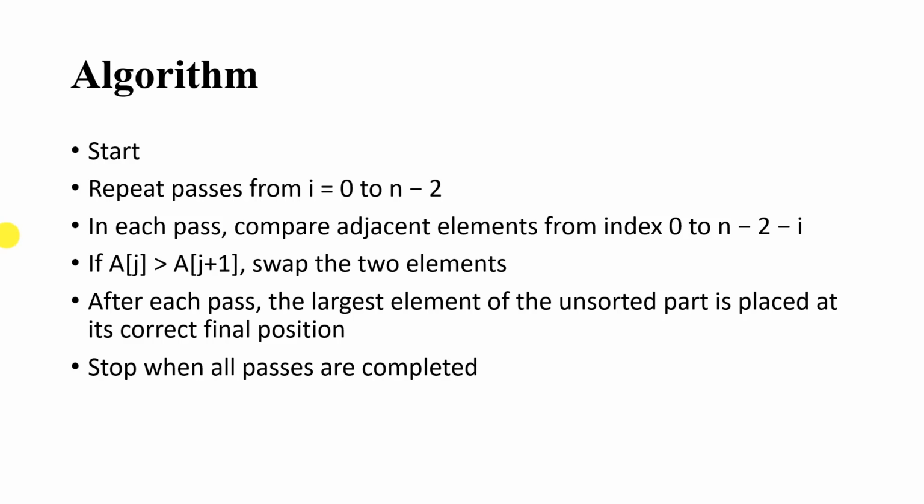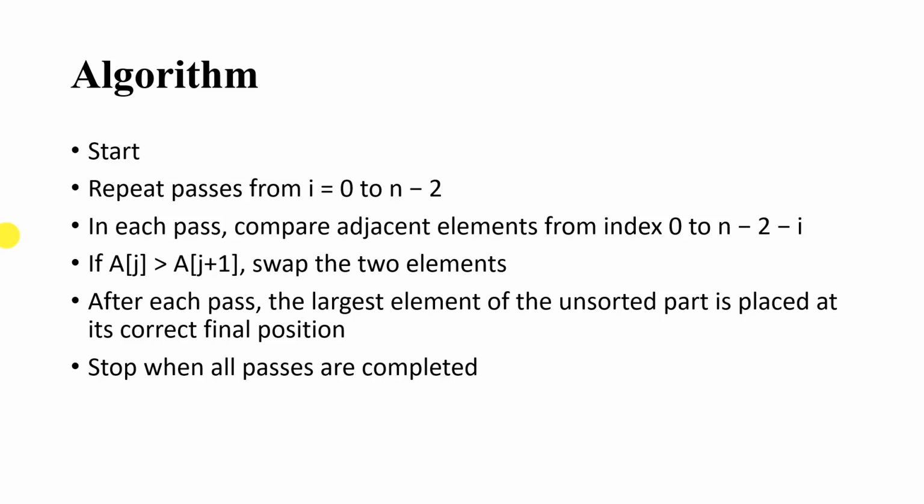In the inner loop, we'll compare the adjacent elements with the help of an if condition. If a of j is greater than a of j plus 1, that means the first element is bigger than the next element, we will swap those two elements. After each pass, the largest element of the unsorted part is placed at its correct final position. We will continue this process till all the elements get sorted. So this is the algorithm.